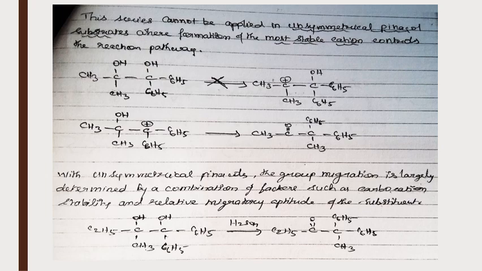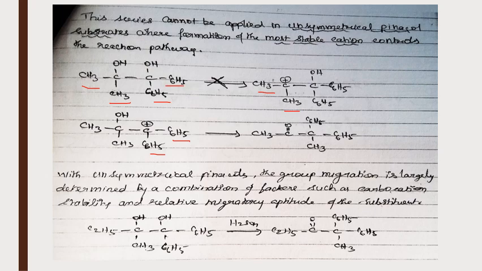Whereas in the case of an unsymmetrical diol, which one will be the major product? Here we have to see which carbocation is the most stable. See here, dimethyl and diphenyl. The methyl-containing carbocation is less stable when compared to the diphenyl carbocation. So the diphenyl carbocation is more stable. The more preferred product is the diphenyl-containing carbonyl compound. So this series cannot be applied in an unsymmetrical pinacol substrate, where the formation of the more stable carbocation controls the reaction pathway.